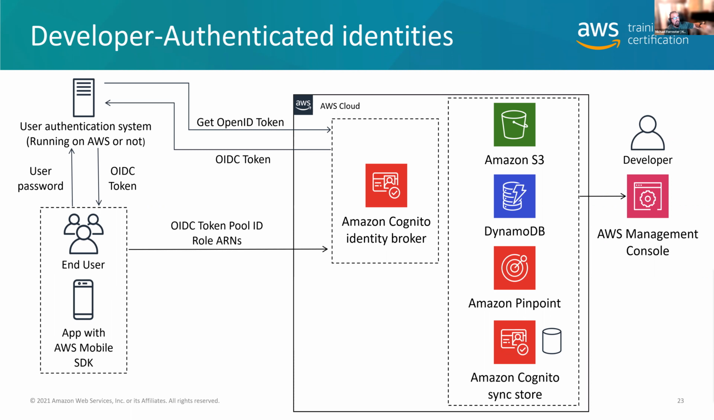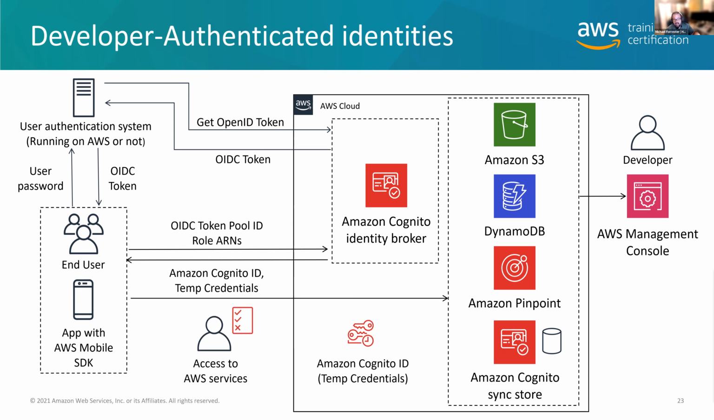The OIDC token, pool ID, and different role ARNs are requested against Cognito, which in turn returns the roles requested if the user has permissions. Then access to AWS services is granted or denied based on whatever role was requested. We're done at that point in time. Everything's working.